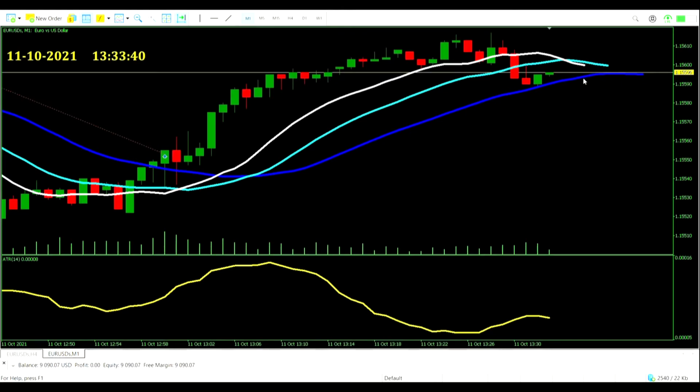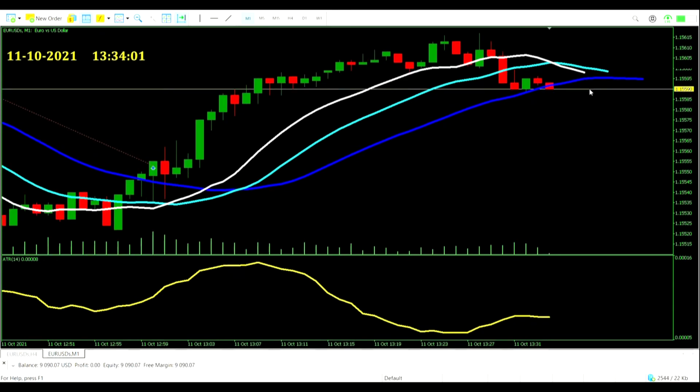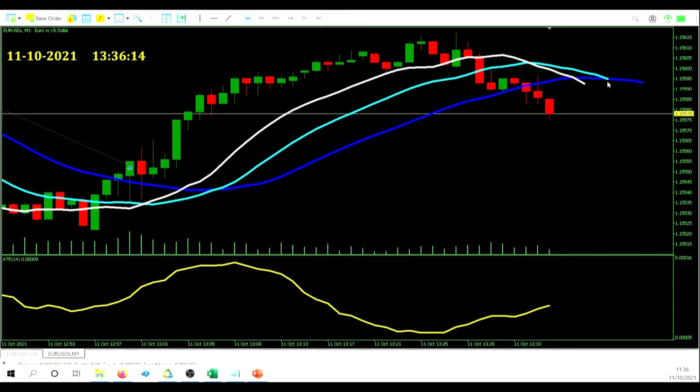Zoom in, see what we got. This could just be a retracement. Wouldn't surprise me to see some green candles come. All to play for still. And we should see it come in the next couple minutes.